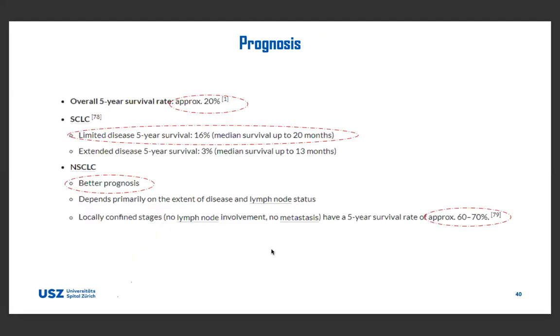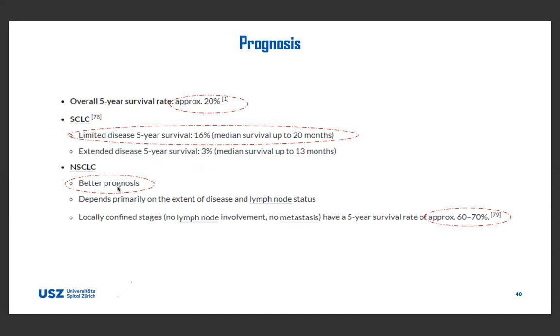How is the prognosis? If you look at all lung cancer patients, and ask how many of them are alive 5 years after diagnosis, unfortunately it's just approximately 20%. So after 5 years, regardless of which treatment we do through all stages, 80% of the patients will die. For small cell lung cancer, it's even worse. Even for the limited disease stage, only 16% of the patients will be alive after 5 years, and for extended disease, only 3%. And this is with the best treatment available in the Western world.